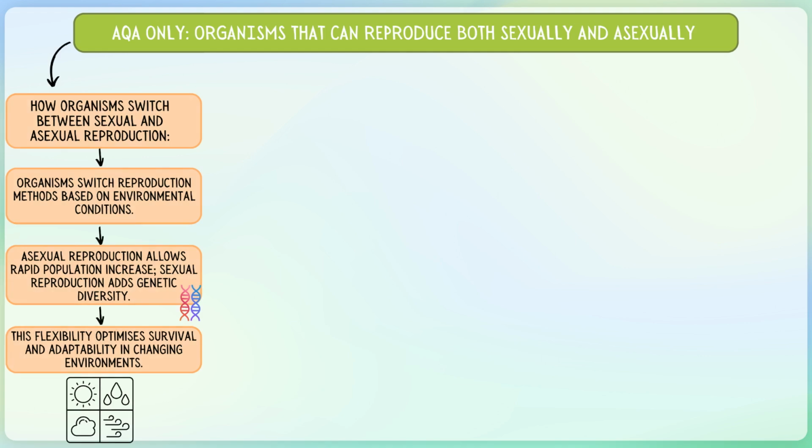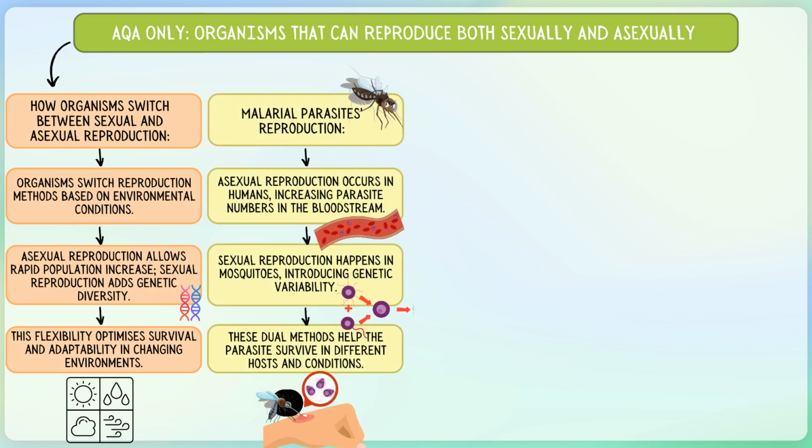In today's lesson, we explored organisms that reproduce both sexually and asexually, focusing on malarial parasites, fungi, and certain plants. We recapped the difference between sexual reproduction, which combines genetic material from two parents and creates genetic variation, and asexual reproduction, where a single parent produces genetically identical offspring. We then examined how some organisms switch between these methods based on environmental conditions. For instance, malarial parasites reproduce asexually in humans to increase numbers rapidly and sexually in mosquitoes for genetic diversity.